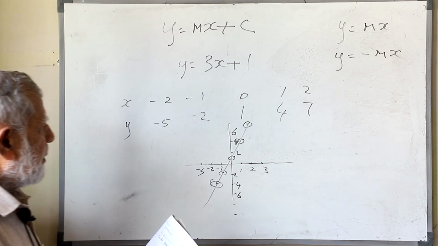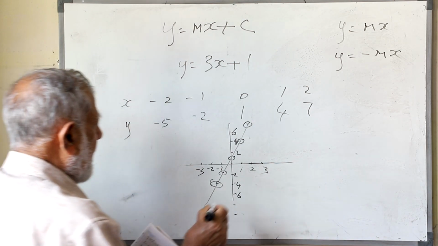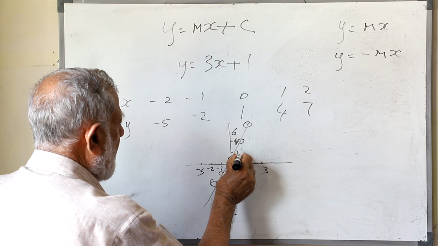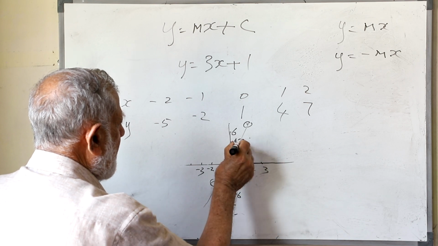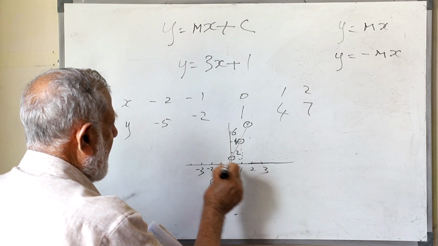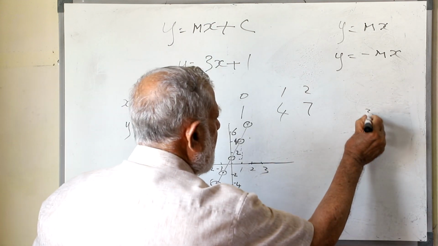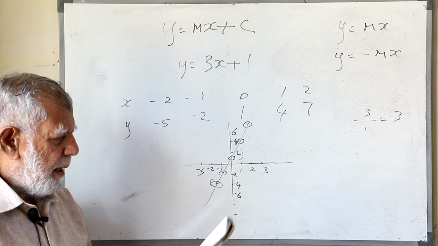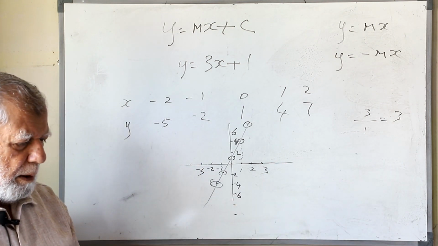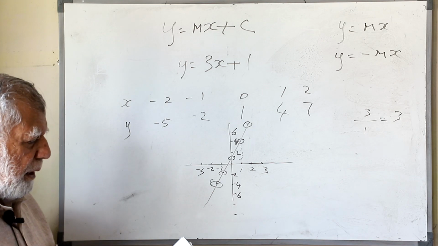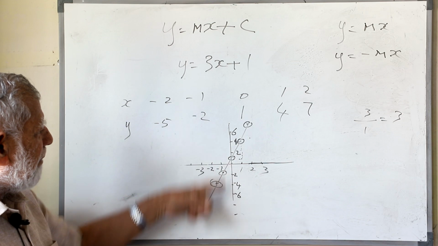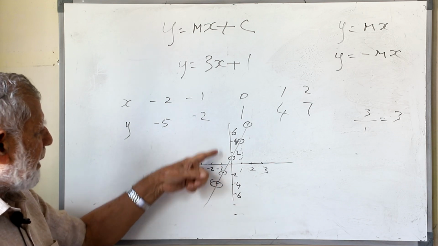And always you can calculate the gradient by the perpendicular and base. You take the perpendicular here. From here to here 3, and the base 1. So perpendicular is 3 upon 1, that is equal to 3. That is the gradient, perpendicular upon base. So in this particular equation, you must notice that c is called the y-intercept, the intercept on the y-axis. It is equal to 1 and the gradient is 3.